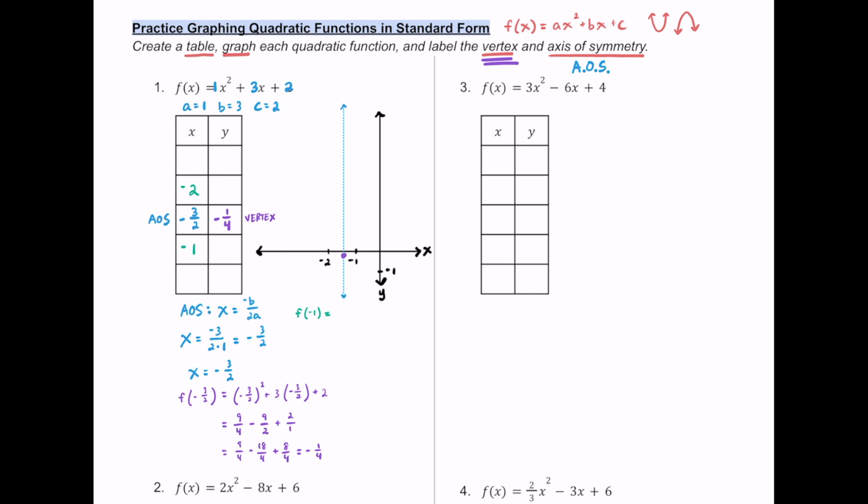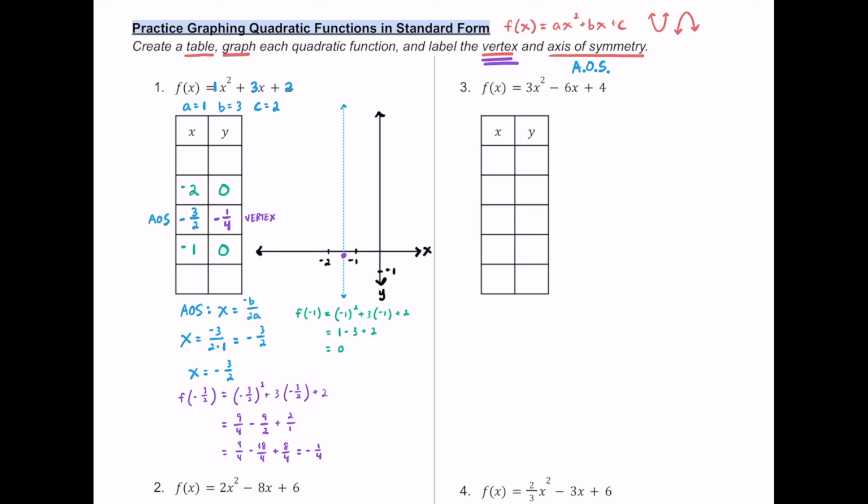F of negative 1 is going to be negative 1 squared plus 3 times negative 1 plus 2. So then negative 1 squared is going to be 1. 3 times negative 1 is negative 3. So we're going to take away 3 and then add 2. And then 1 minus 3 is going to be negative 2, plus 2 is 0. So if negative 1 goes in for x, then y is 0. And then that's going to be the same thing for when x is negative 2.